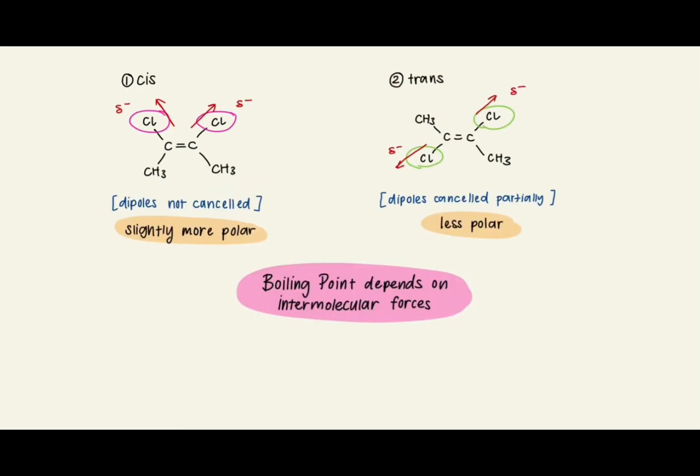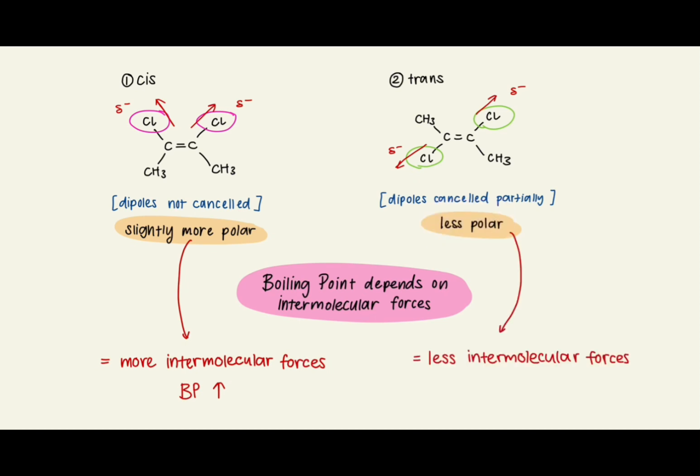This difference in polarity helps to determine the difference in boiling points between cis and trans isomers. For more polar molecules, such as molecules that possess permanent dipoles, they would have more or stronger intermolecular forces, which causes more energy to be required to break these bonds, and so the boiling point increases. And vice versa, less polar molecules would have less intermolecular forces, so less energy required to break the bonds, and so boiling point would decrease for trans isomers.